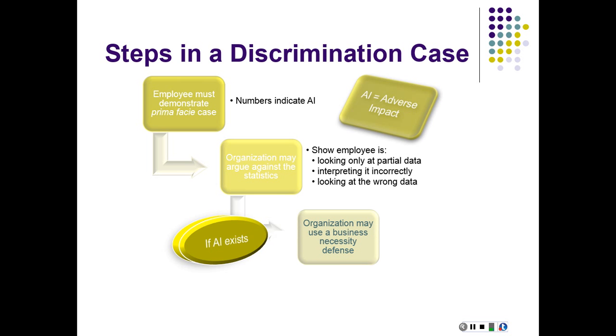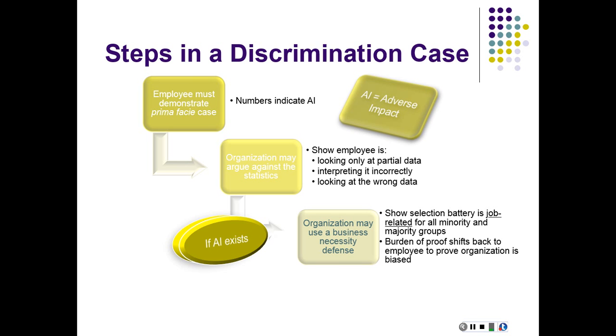But they might invoke a business necessity defense. They might say it's really super important that the selection battery is job related. And it doesn't matter whether you belong to the minority group or the majority group. You have to be able to do these tasks to be in this job. If this is the strategy that the organization is going to take, which I think the firehouse is probably going to do, the burden of proof is going to shift back to the employee to prove that the organization doesn't really need these skills to be met, but that they're doing it to weed out on purpose the minority group. So initially, the employee has to demonstrate that there is AI, and then the organization has a couple of ways to defend themselves.